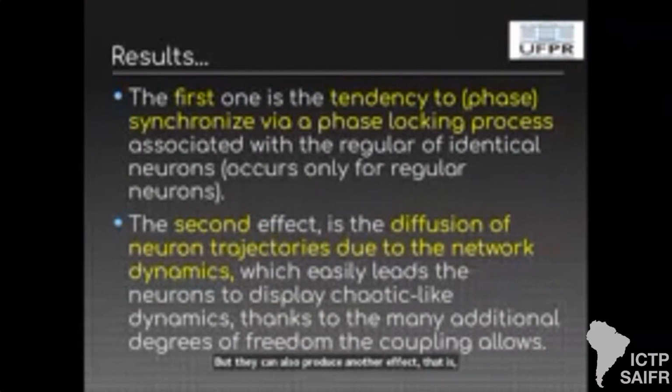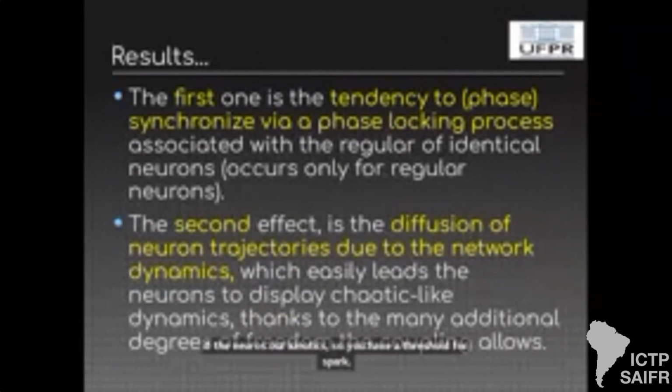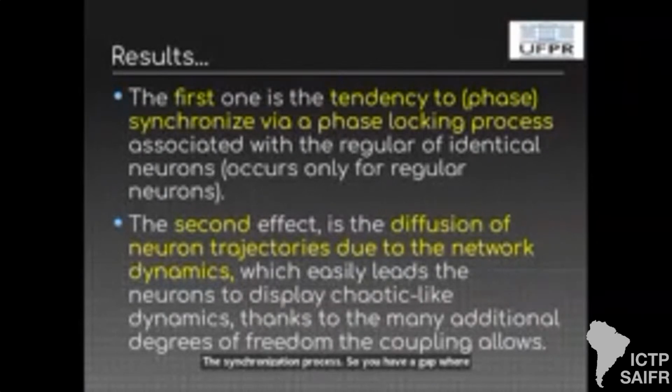So if you start with regular neurons, a small coupling between equal neurons tries to synchronize those regular neurons. It's a phase locking process, quite well known in physics books. But if the neurons are chaotic, you have a threshold for starting the synchronization process. So you have a gap. Regular neurons start to synchronize after the coupling tries to synchronize them.